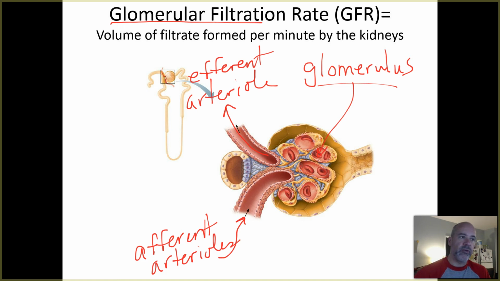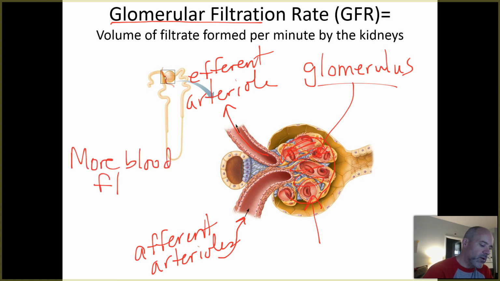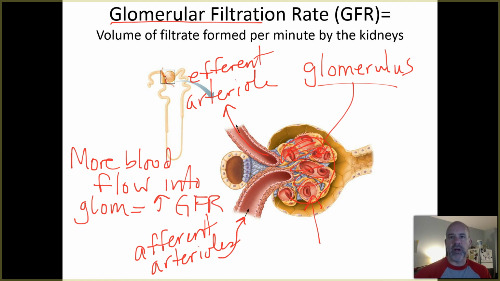All right, so glomerular filtration rate is dependent upon how much blood is actually making it over into the glomerulus over here. So more blood flow into the glomerulus is going to increase your glomerular filtration rate. Why? Because if you have more blood in here, then the hydrostatic pressure in there, the blood pressure, is going to be higher, and that's going to squeeze more plasma out of the glomerulus and over into the glomerular capsule.